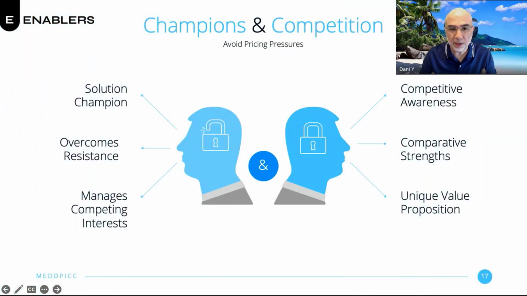On this slide, I'm talking about the last two letters in MEDDPICC, which is champions and competition, and both extremely important to how MEDDPICC helps you qualify and engage clients. The first C represents having a champion on the inside, somebody who can openly advocate for your solution. Because if you don't have a champion in a cloud or SaaS sales opportunity, it becomes much harder to overcome internal resistance from competing interests or priorities.